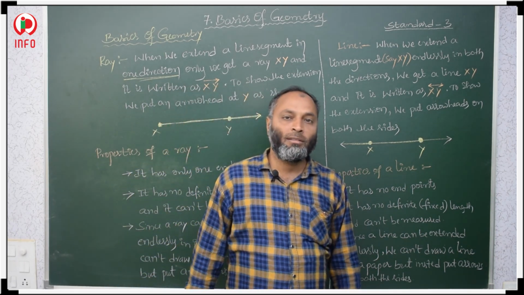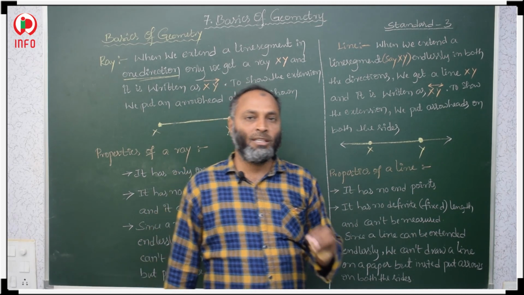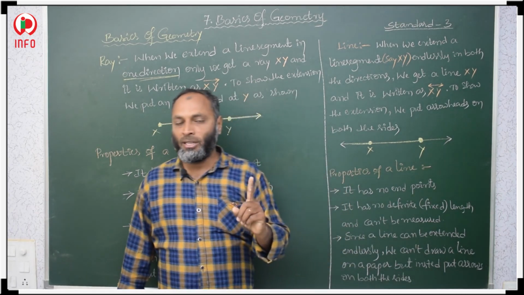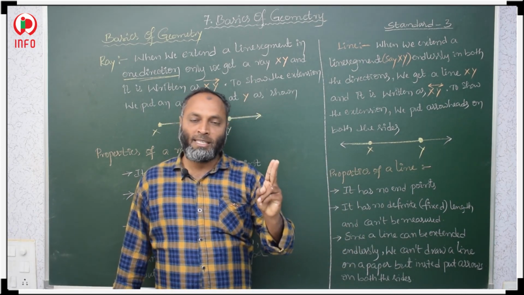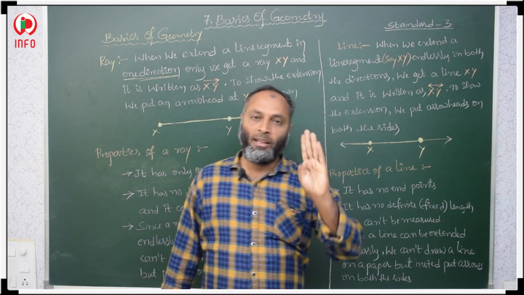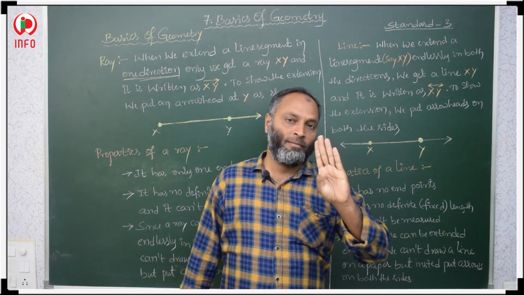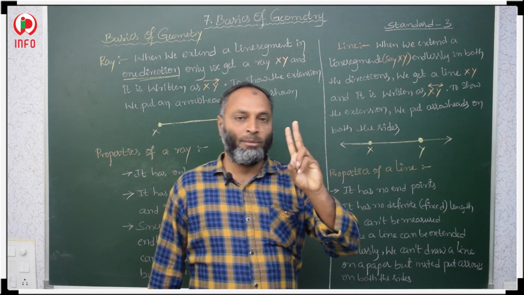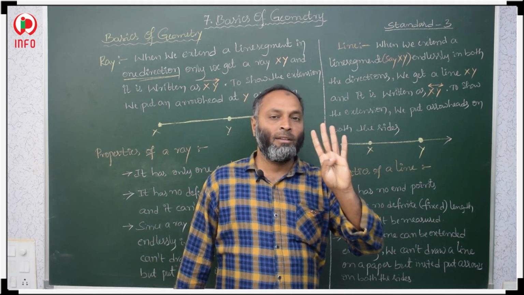Okay. So these are the basic definitions in geometry. One is a point, the second is a line segment, the third is a ray, and the fourth is a line. Point, line segment, ray and line. Okay, students.